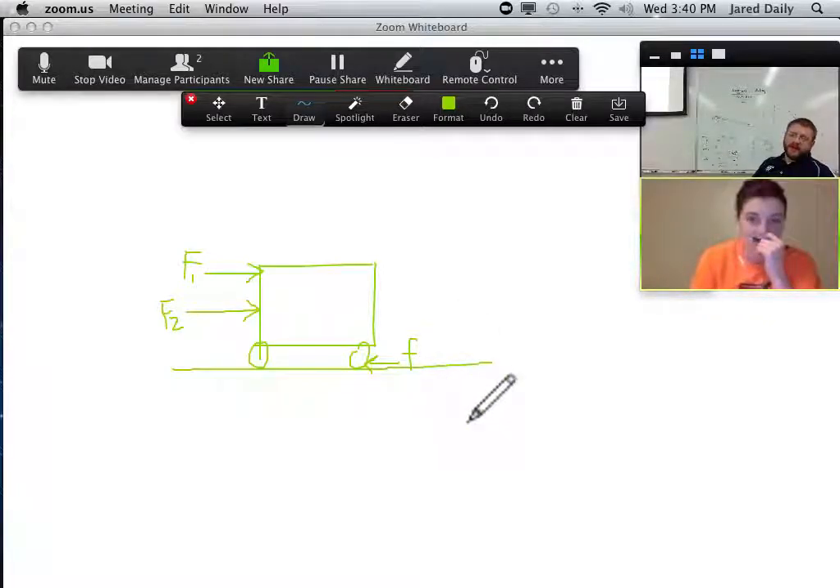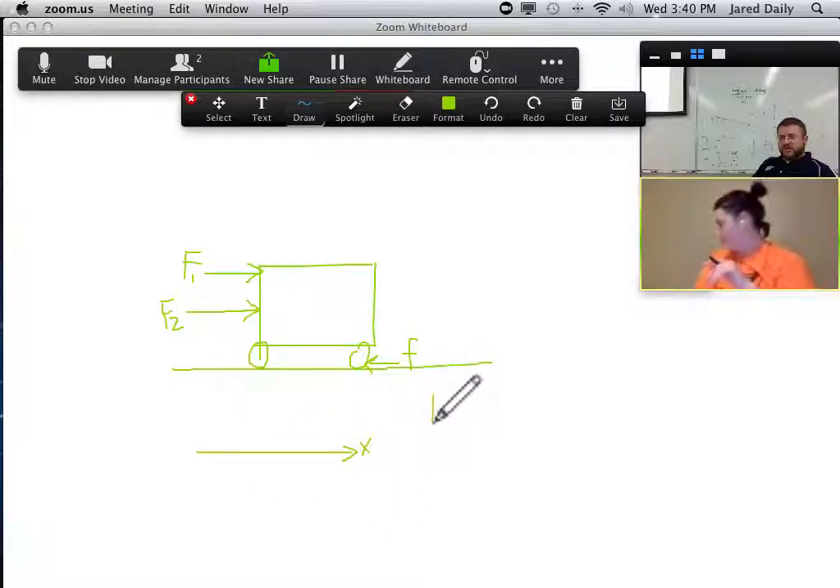Right? And Newton's law said this is one dimension. This is the x direction, positive x direction. And in one dimension, Newton says that if we add all the forces together, what do we get? What do they equal?